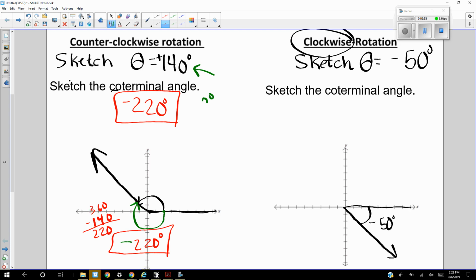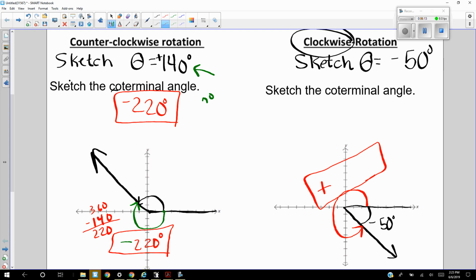And now we're going to sketch the coterminal angle to negative 50. So again, that's going to be an angle coming from the opposite direction that starts and ends in the same place as negative 50. But again, it's just coming counterclockwise instead of clockwise. So it's going to be a positive angle measure.